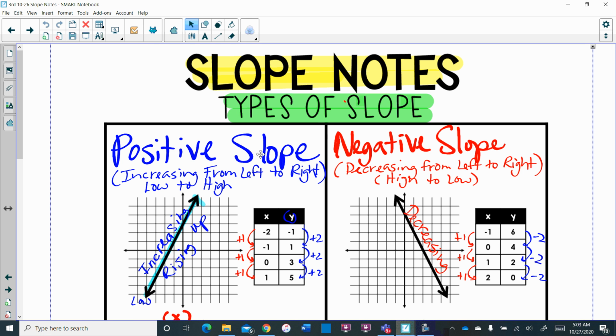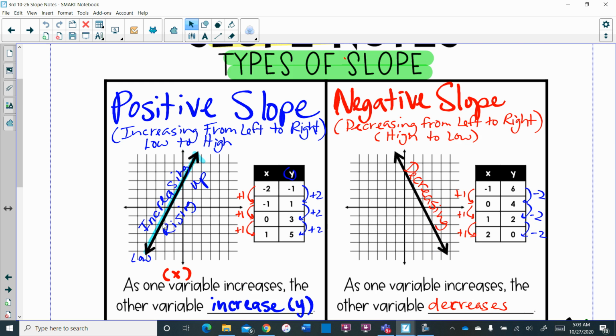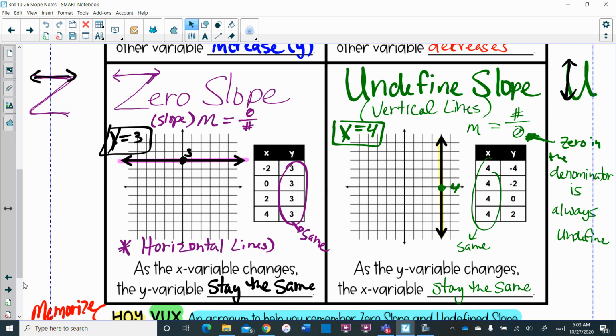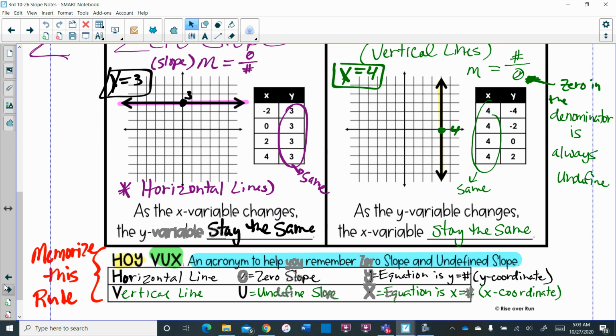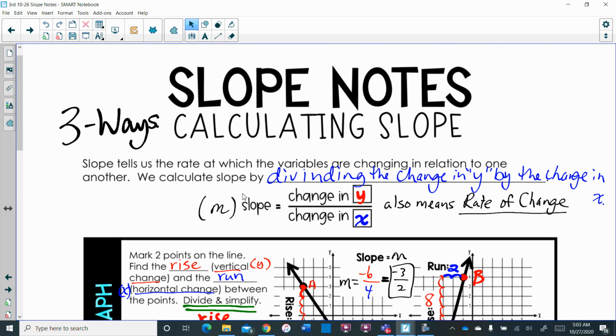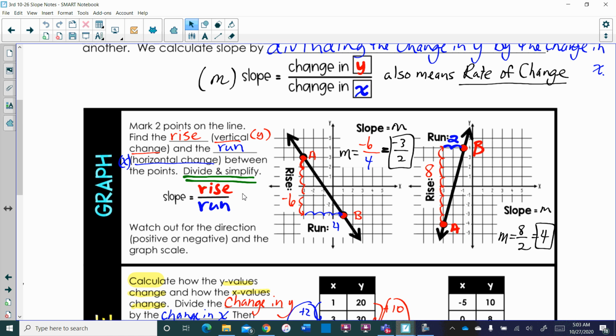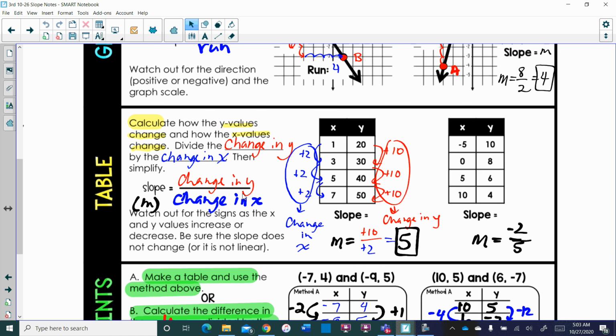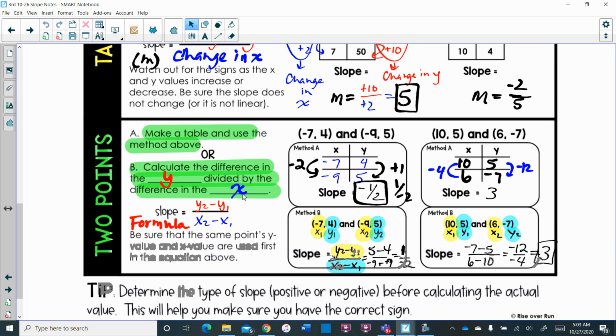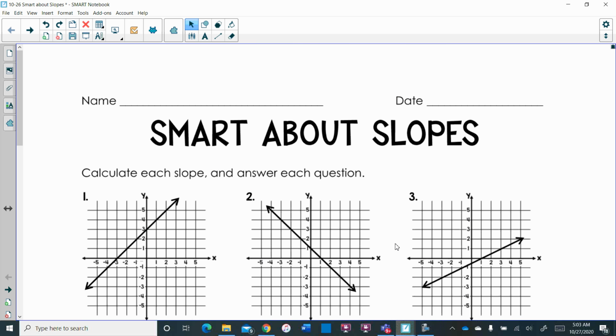Okay, here's the example of the notes I was talking about. These are the notes from yesterday. We did types of slopes, and I memorized that acronym, and then we talked about ways to calculate the slope. So you have to know how to calculate out of the graph, out of the table, and when given 2 points. That is what this worksheet is going to assess, to make sure that you're applying those methods and doing them correctly.